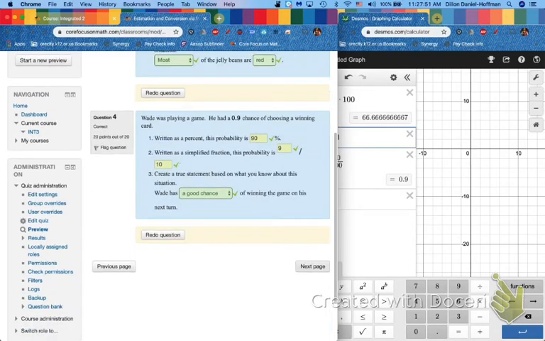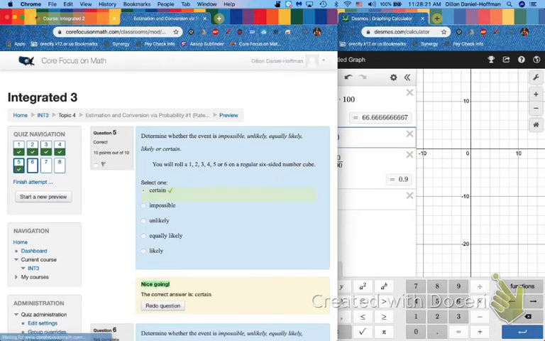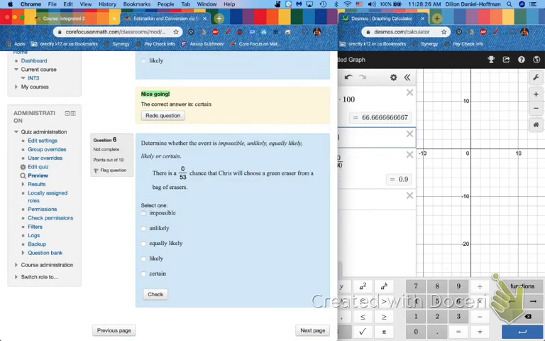All right. Determine whether each event is impossible, unlikely, equally likely, likely, or certain. We had some problems like this last time. You will roll a 1, 2, 3, 4, or 5, or 6 on a regular 6-sided number cube. Well, on a number cube there is just 1, 2, 3, 4, 5, 6. So the odds of rolling one of the sides, assuming it's fair and it doesn't get stuck in between the couch cushions or something, that's certain. That's a 100% chance. 0 out of 53 is an impossible chance. It's 0.